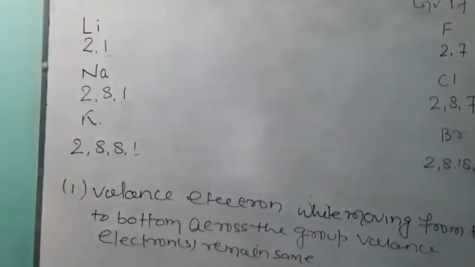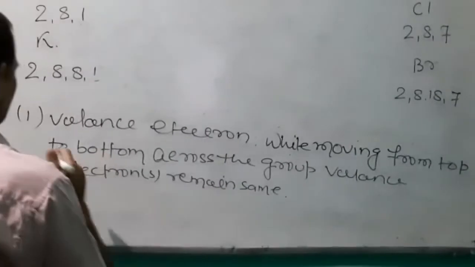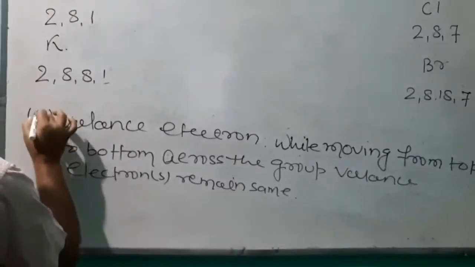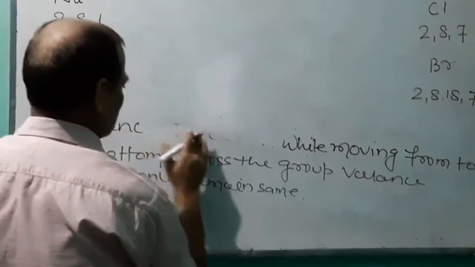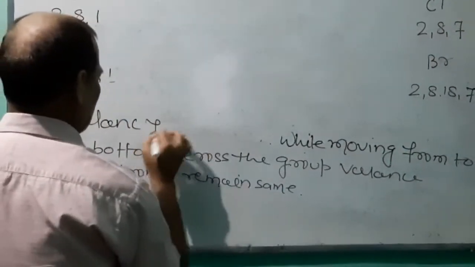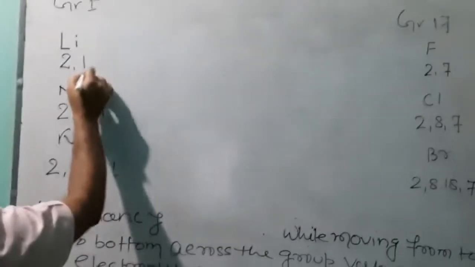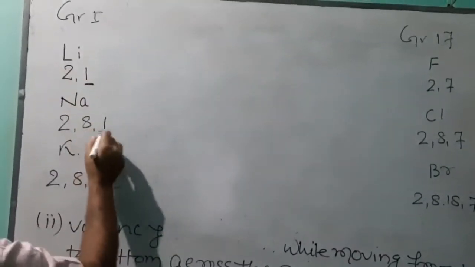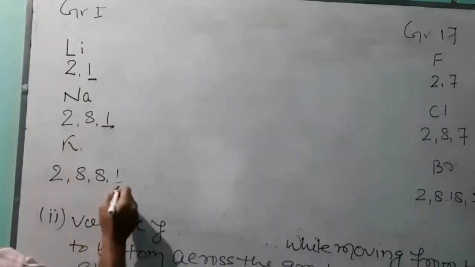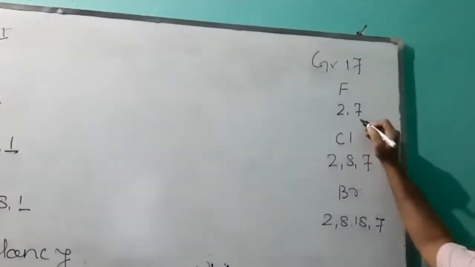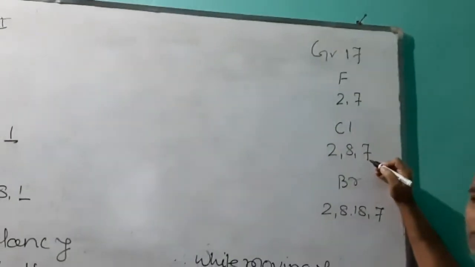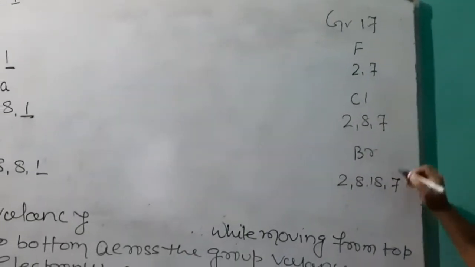Now talk about the valency, second. Now here you see the valency of lithium is 1, valency of sodium is 1, valency of potassium is 1. Valency of fluorine is 8 minus 7, 1. Valency of chlorine is 8 minus 7, 1. Valency of bromine is 8 minus 7, 1.